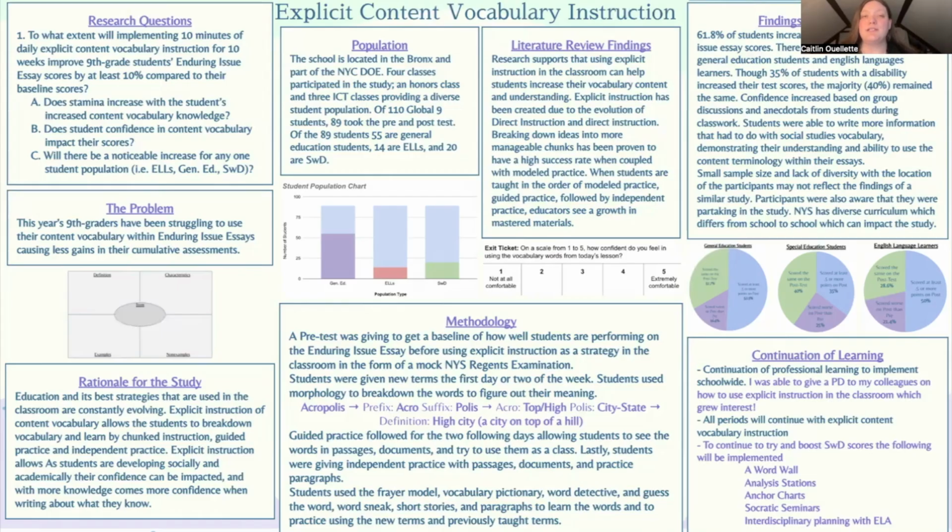For acro, students connected it to acrobatics. So they talked about how it was top and high, whereas polis they had learned from a previous worksheet, meaning city-state. So the definition they were able to come up with was a high city or a city on top of a hill.